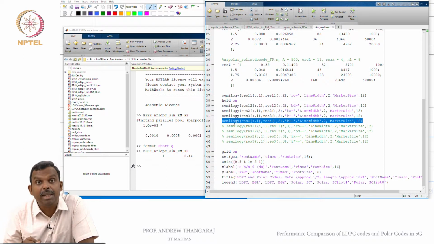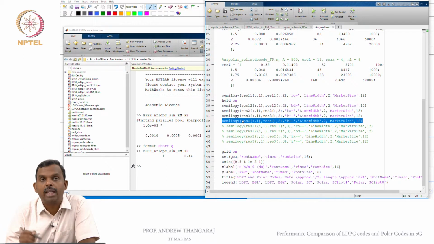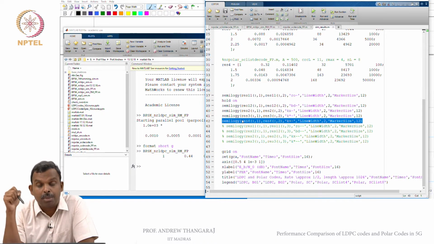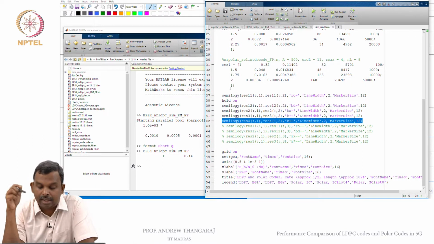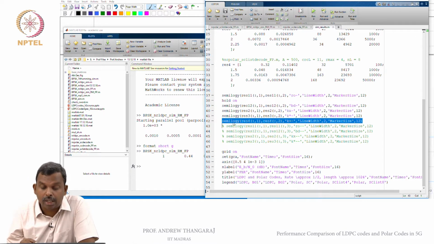I like to use semilogy. Semilogy keeps the x-axis in linear scale. Remember, the x-axis is already in Eb/N0, so while it's logarithmic in some sense, it's only linear in Eb/N0. So 1, 1.5, 1.75, you want it to be in linear scale, and then the y-axis you want to put in log scale. So semilogy is a nice command to use, and you can see I'm taking the array res4(:,1), which is the first column of res4, and res4(:,2), which is the second column of res4. So I'm plotting the first column versus the second column.